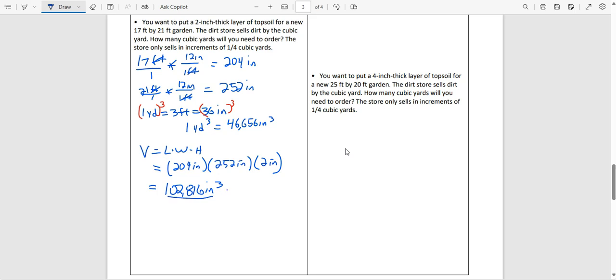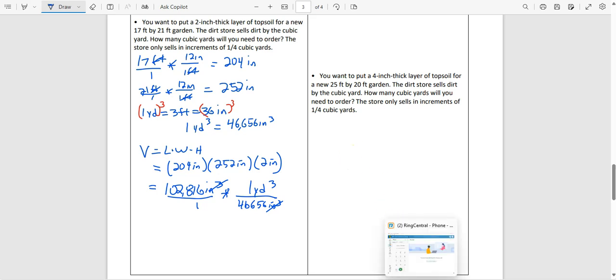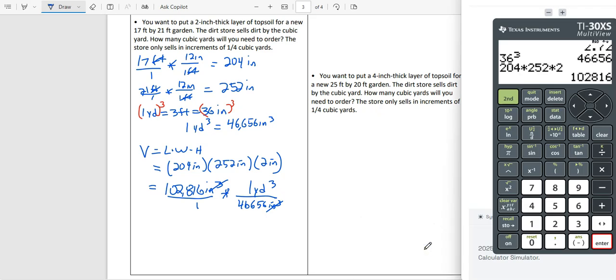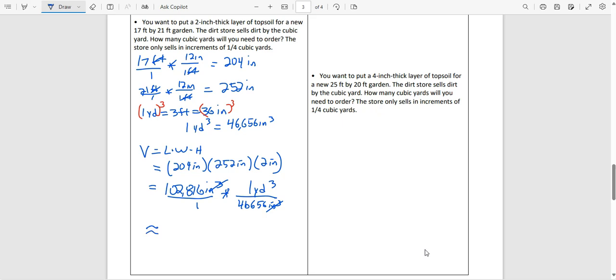We can take that, put it over 1, and I've worked out that 46,656 cubic inches is 1 cubic yard already. We've got that number in there. Let's divide it by 46,656. And we get an approximation, 2.2037-ish cubic yards. But you can't buy exactly that.